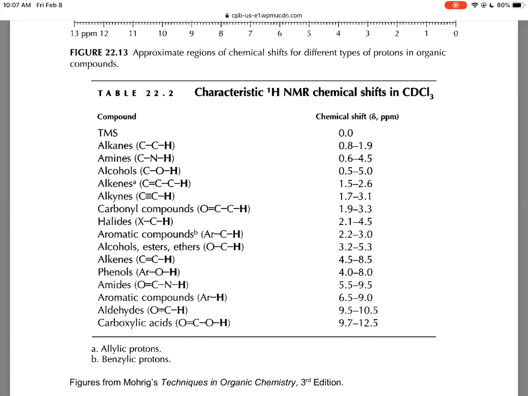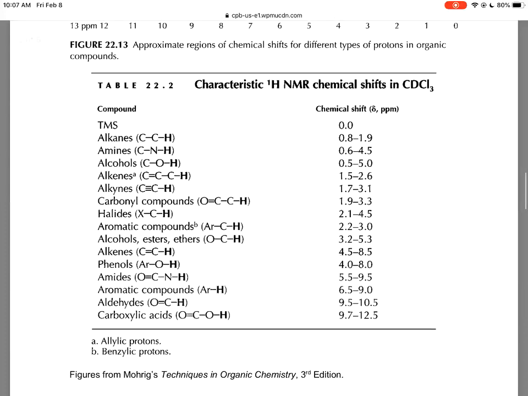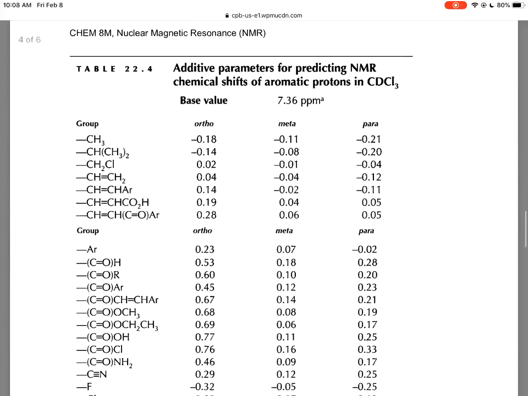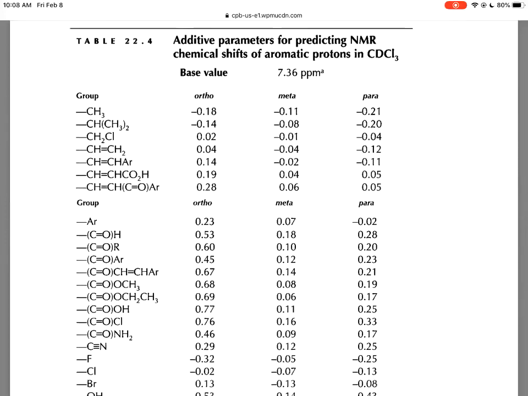Right, so first here is the table where we got that 6.5 to 9 value for the aromatic compounds. And if we go to the next page, this is table 22.4. You can see we do have this additive parameter table. We had a base value of 7.36 parts per million up on the top. And then we identified that the group was closest to the second one, the CH2, and to the ortho one, we subtracted 0.14. To the meta one, we subtracted 0.08, and to the para one, we subtracted 0.2.